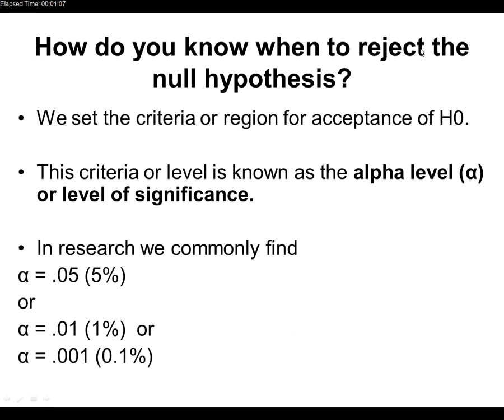All right, how do you know when to reject the null hypothesis? Okay, this is important to know. We set the criteria or region for acceptance of the null hypothesis. This criteria or level is known as, this is important alert, this is known as the alpha level, and we're using the Greek letter alpha, all right? And right here, the alpha level, or level of significance. So when we say, is this test statistically significant? The alpha level is what we're talking about.